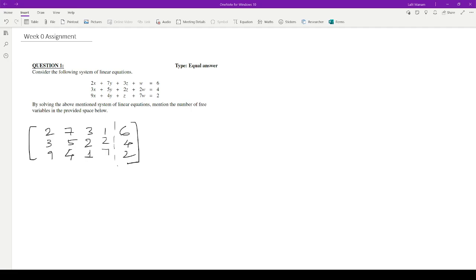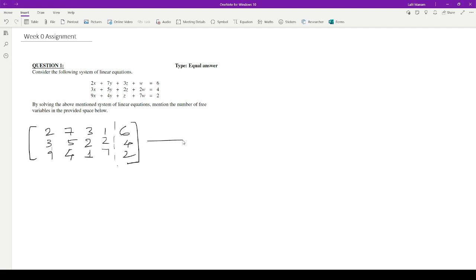We are given a linear system of equations. We are given three equations, and we need to check the number of free variables provided in these equations. So first we create an augmented matrix like this, where the coefficients are given there, and the right hand side is also given in the last column.